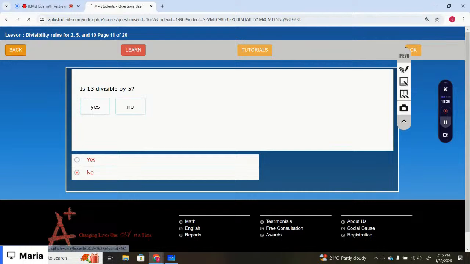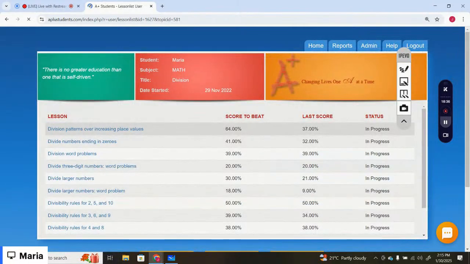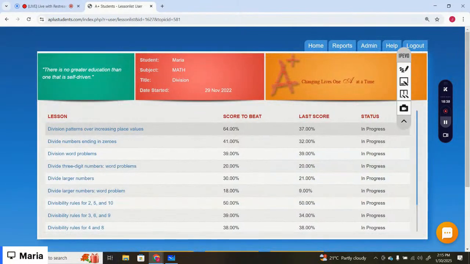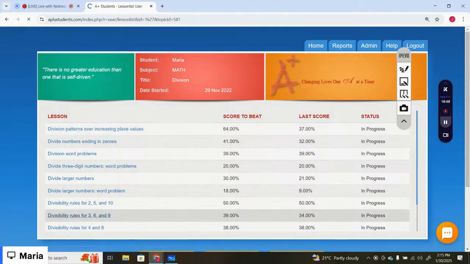Okay, you can complete the lesson by yourself later today. So let's move on to the next lesson. Let's start with the next lesson, divisibility rules for 3, 6 and 9.